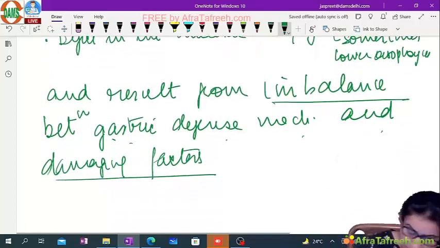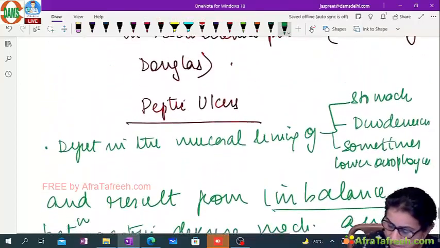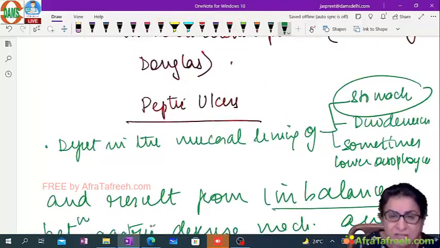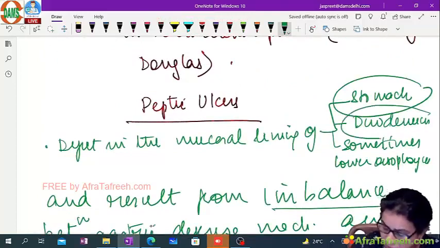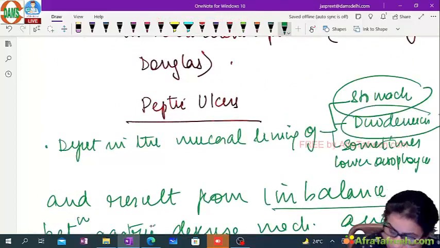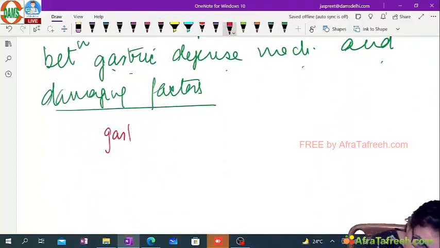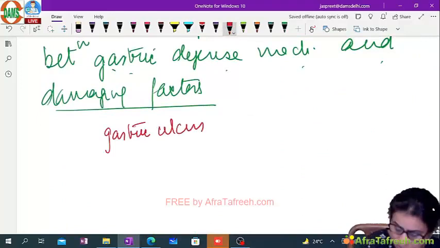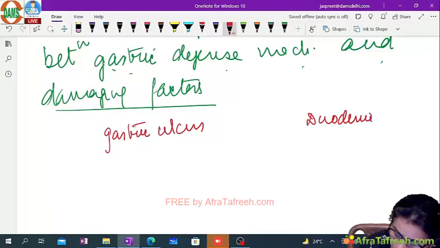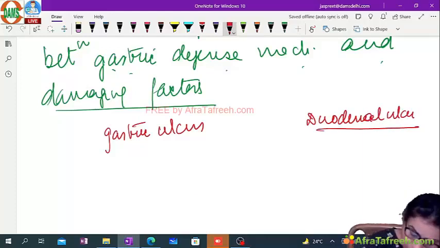Okay. Now the two main categories of ulcers are the ones that occur in the stomach, which are gastric ulcers, and the ones that occur in the duodenum, which are duodenal ulcers. So you have to compare these two. Number one, gastric ulcers. Ulcers occurring in the esophagus are very uncommon. So gastric ulcers are less common than duodenal ulcers. First, let us see the features.